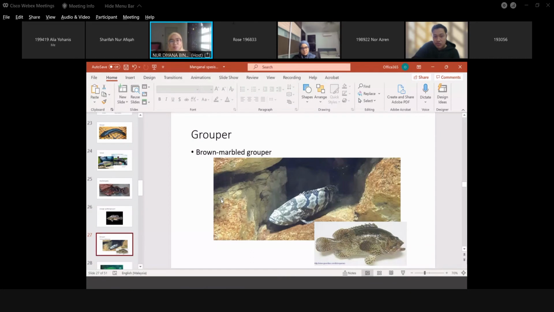I like brown marble grouper because I did my PhD in brown marble grouper. So why is it called brown marble grouper? Actually, it's also known as tiger grouper, right? Because of the patches on their body. So this is very clear. This is a fish that has been out from the water, so the body kind of changes, right?